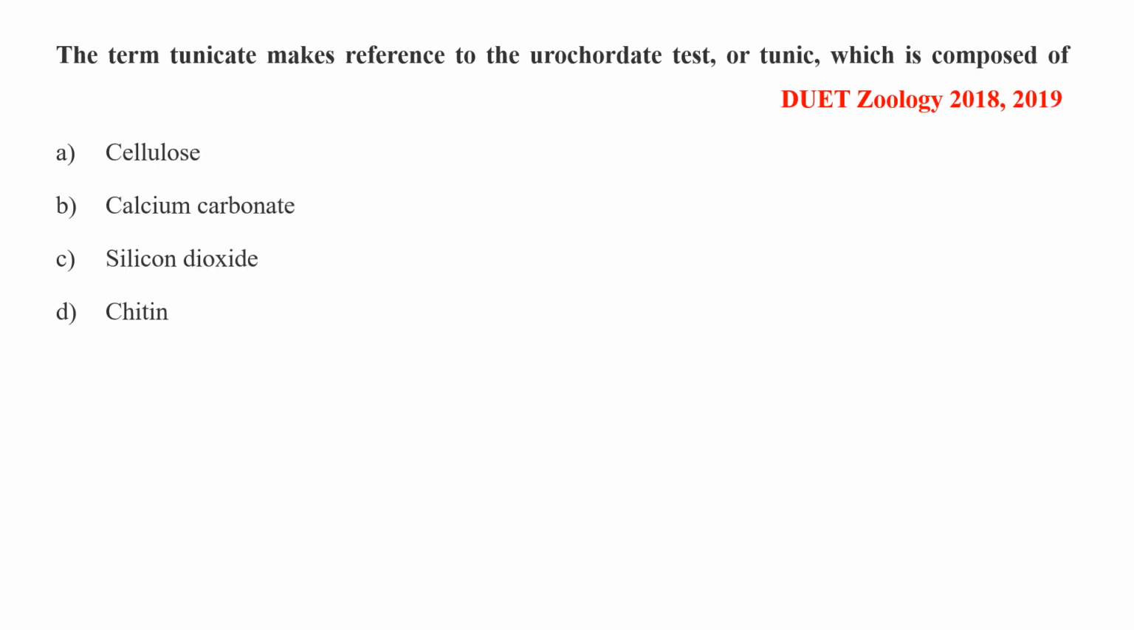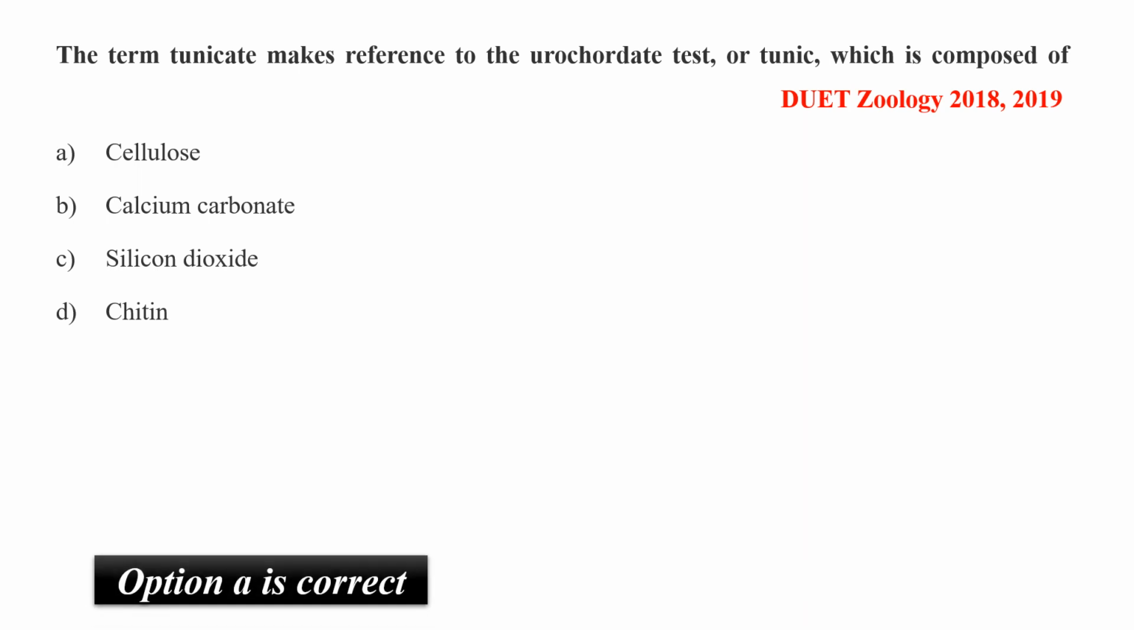The term tunicate makes reference to the urochordate test or tunic, which is composed of? See, tunicates or urochordates are the only animals known to produce and be composed of crystalline cellulose. So in this case, option A is the correct answer.